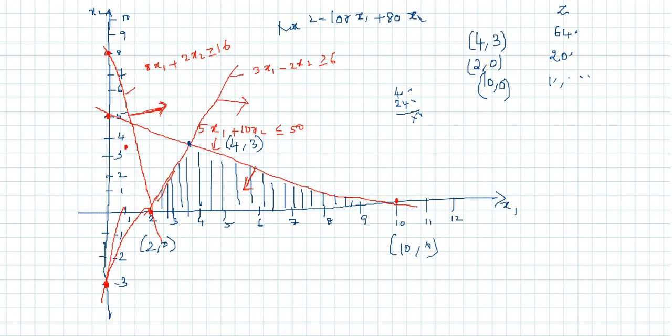sorry, it is 1000. 10 into 100 is 1000. So since the objective function is max, you have to calculate the maximum value. So the final result you are getting is 10 comma 0, where x1 is equal to 10, x2 is equal to 0, and the objective function z is equal to 1000.